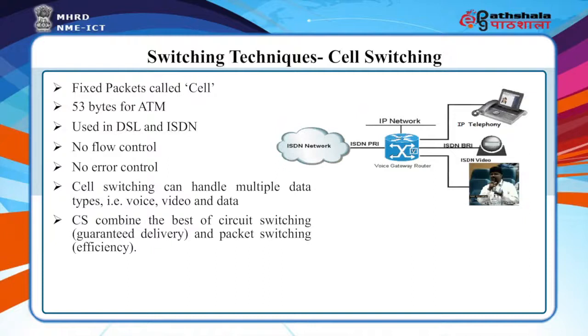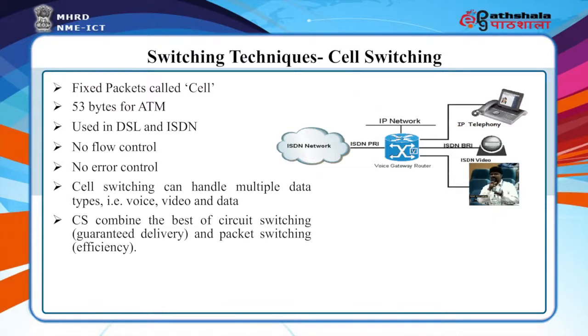And the final one is cell switching. You need to establish a circuit, but the packet should not be very huge in size. So in such techniques, fixed packets are defined before sending the packets. Such fixed packets are called cells. That's why it is called cell switching. And this is used in ISDN, ATM, etc.